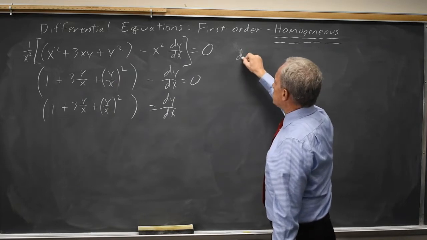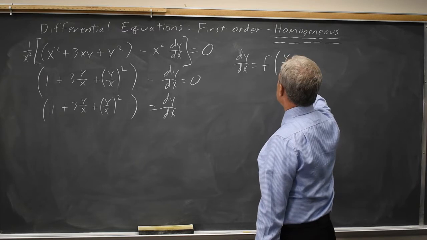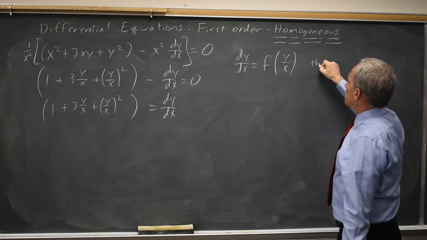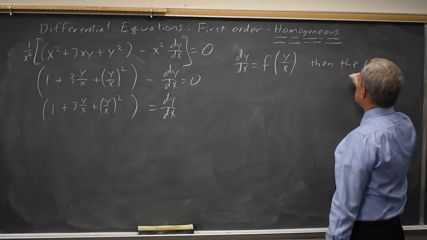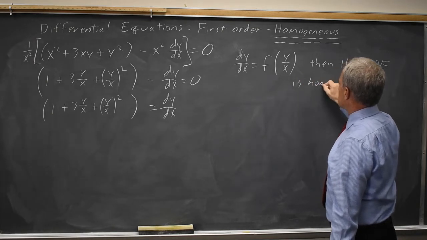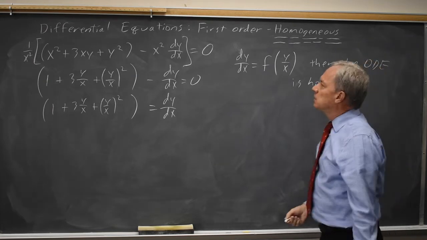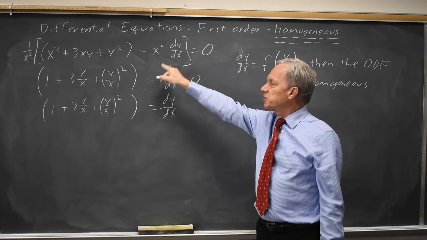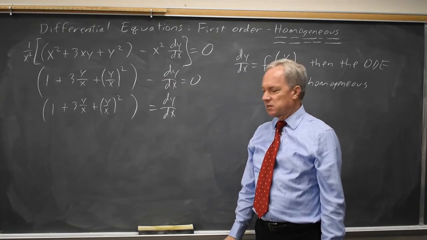If you can write dy dx equals some function of y over x, then your ordinary differential equation is homogeneous. Many of these turn out to be polynomials in several variables, but in general, anything that can be written as a function of y over x is homogeneous.